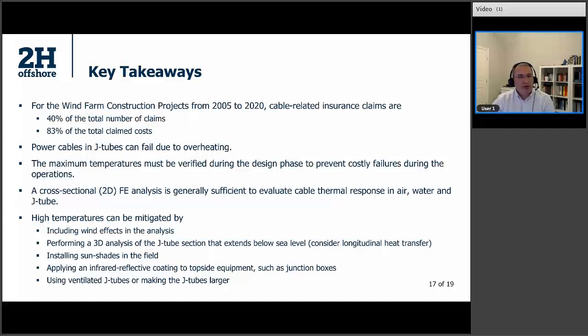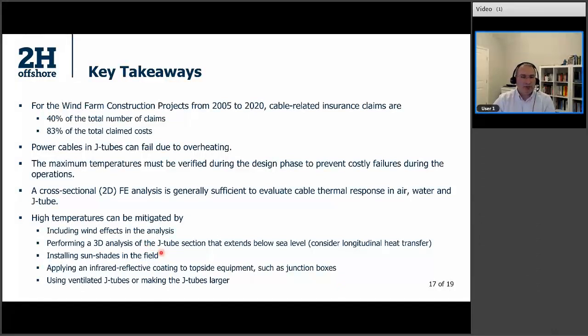And most of the time, this 2D cross-sectional FE analysis is sufficient to evaluate the cable response in air, in water, in J-tube. But like I said in the previous slide, there are some special cases where you need to be careful, and you need a more detailed 3D assessment. So how are we going to mitigate this high temperature? There are different ways. You can evaluate these high temperatures and maybe reduce the conservatism in the analysis by including the wind effects, or you can perform a 3D analysis instead of 2D.